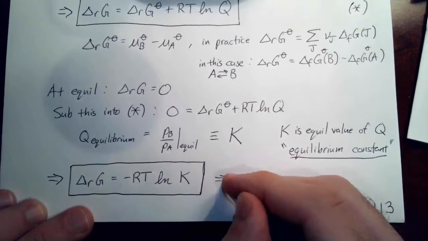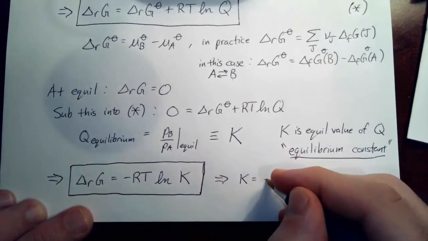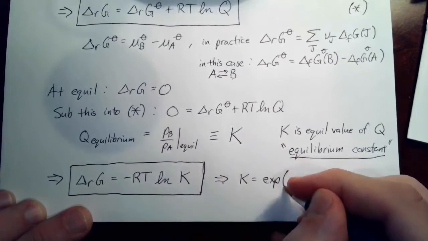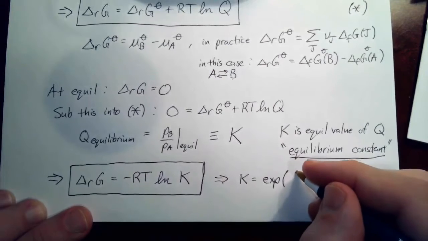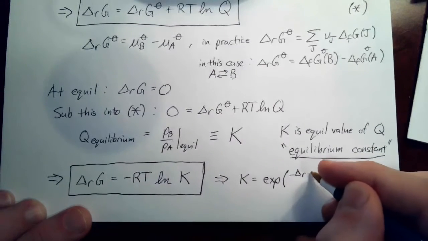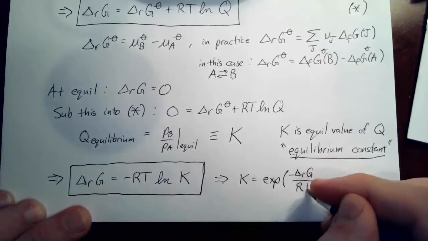But from here, we can still solve for K. And it's going to be e to the negative delta rG over RT.